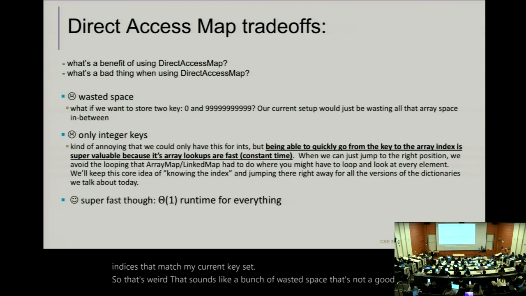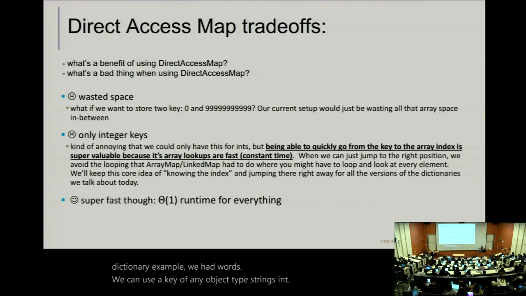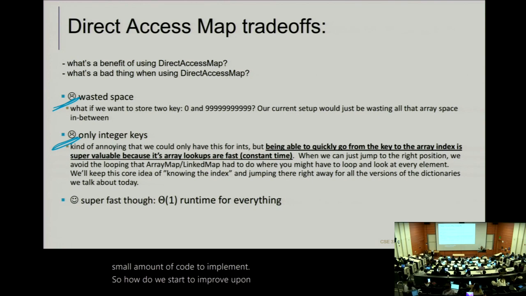Also, only integer keys. How often is that really coming up, right? In our dictionary example, we had words. We could use a key of any object type, strings, ints, pairs themselves. You could have a map of maps, as it turns out, right? So that's not particularly useful, but the good thing is it's super fast. Great. Very, very small amount of code to implement. So how do we start to improve upon these two limitations?